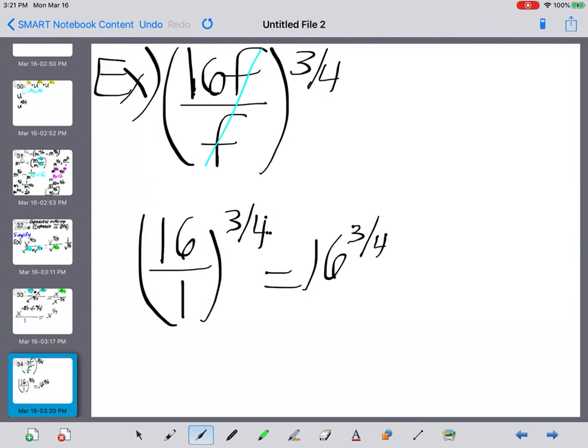Well, 16 to the 1/4, because 16 is a perfect fourth, would be 2. 2 to the third would be 8. So that's kind of how that would work. But you can always type it in the calculator to verify, just be sure you put the fraction in parentheses. And so I get 8.